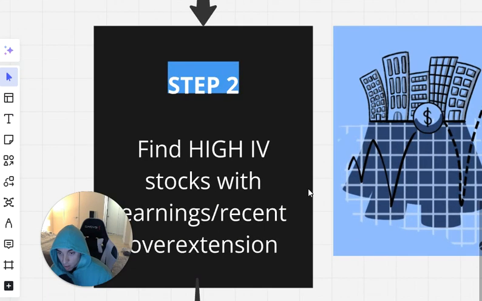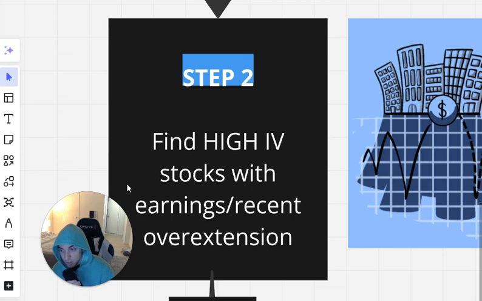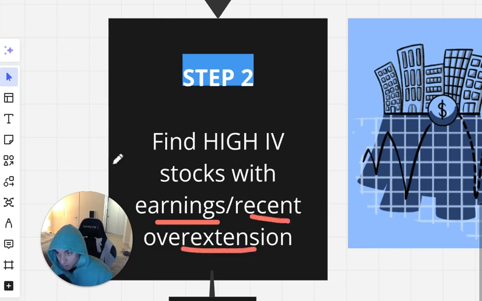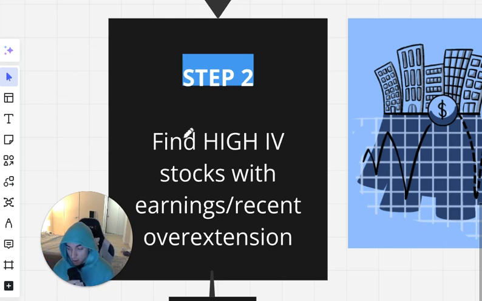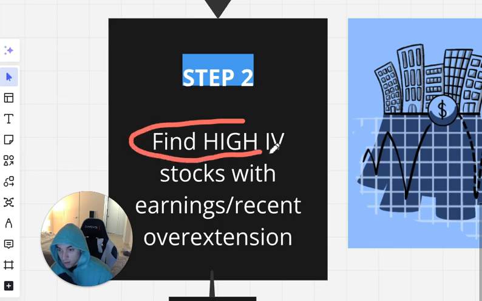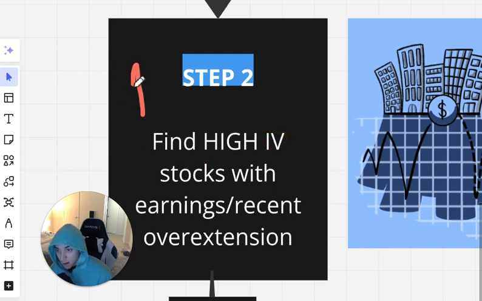Step number 2, we want to find high IV stocks, with upcoming earnings or a recent overextension. So using tools like the RSI, the MACD, the screener, stocks that might be hitting a 180-day low, anything that has high implied volatility, because with high IV, since we're option sellers, we're selling to open options, higher implied volatility means higher option premium and the more money that we're receiving for opening those trades.